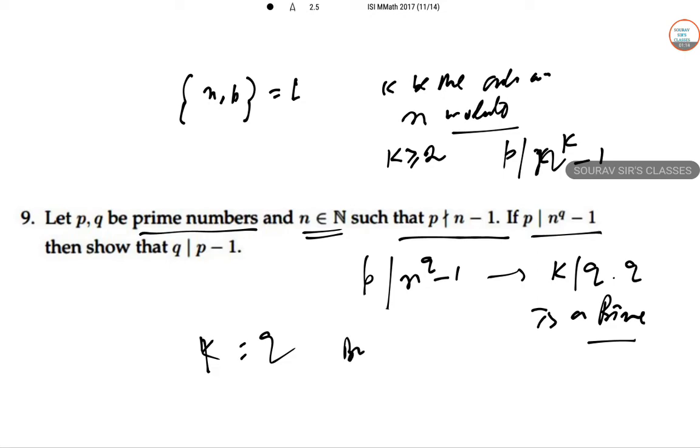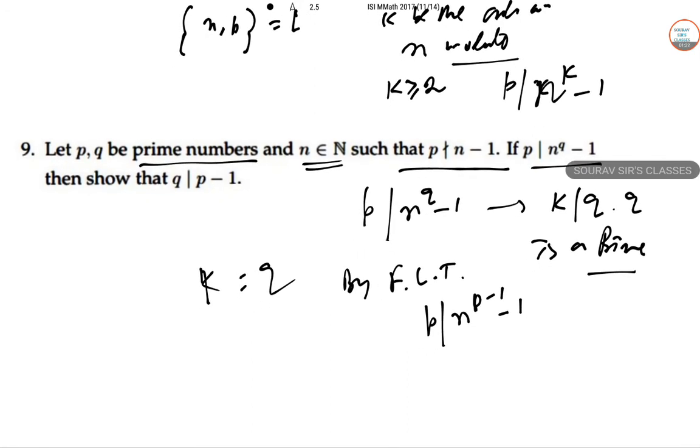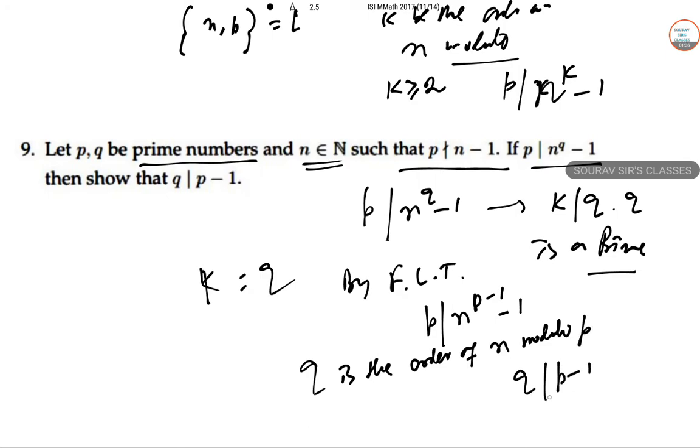So by Fermat's little theorem we can say n^(p minus 1) is congruent to 1 modulo p. Since q is the order of n modulo p, it follows that q divides p minus 1. That's the answer. Next question.